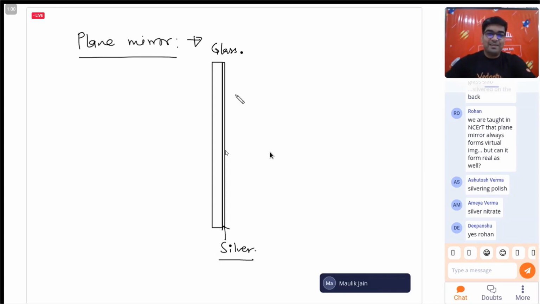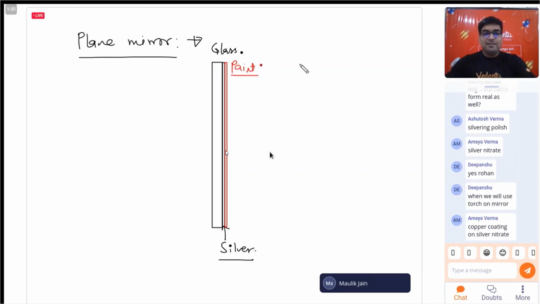Okay, so again we have something else behind this, right? Some kind of paint. Yes sir. Mostly red color का होता है. Yes sir. Okay. Cool. So effectively, we have this glass of some thickness, then we have silver, and then in the end we have this paint. So why do we use this paint?